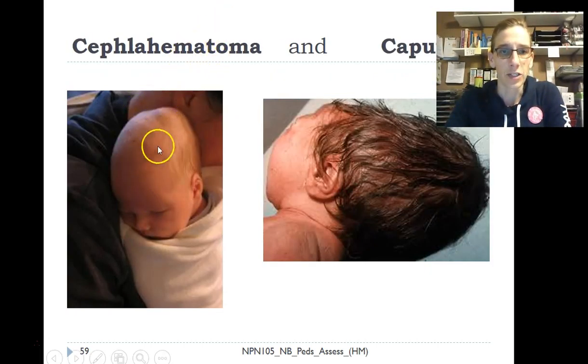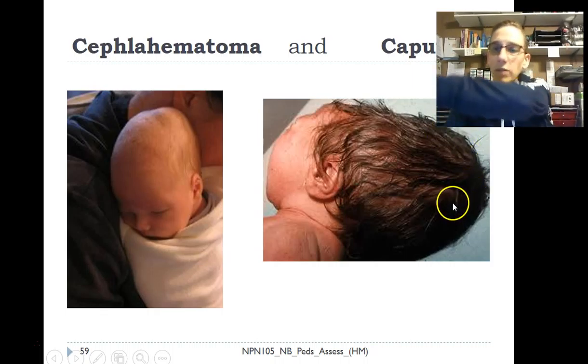All right, here's your picture. Here's your cephalohematoma. Remember, cephalohematoma does not cross suture lines. You can see how it's very specifically on one side of the head. And here's caput. Okay, this one does cross suture lines, and you can see how it's just the whole top of the head.